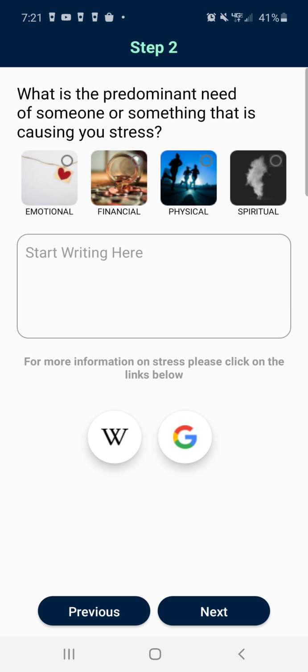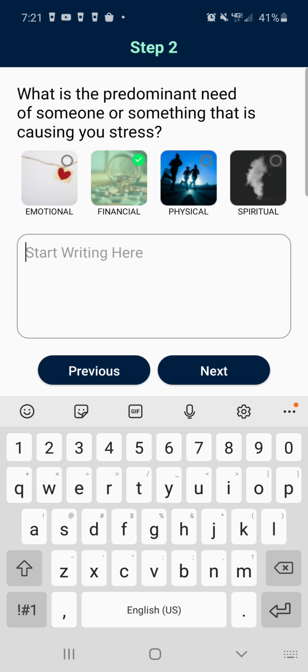The next step is, what is the predominant need of someone or something that's caused you stress? This time we're going to pick financial, that he feels stressed financially. Again, I'm going to try to use the voice activation system here, which works almost all the time. You could talk into this app like you're talking to your girlfriend, a boyfriend, or a therapist, and it really is helpful, because you're taking responsibility for all your relationship choices. That's what's so beneficial about it. So let's try the app right now and say, I'm financially stressed about losing my home.